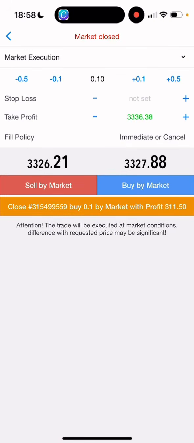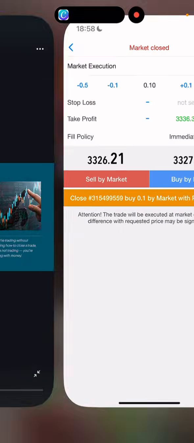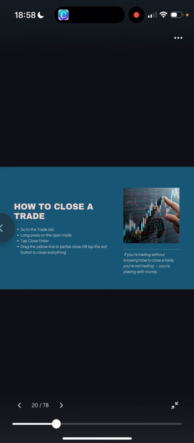Obviously it won't close because the market is literally closed, but you get the point. Anyways, if you're trading without knowing how to close the trade, you're already in trouble. So my dear, make sure you practice this while you're practicing your assignment.